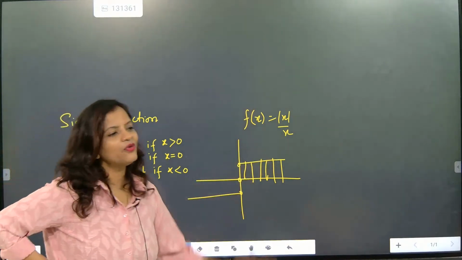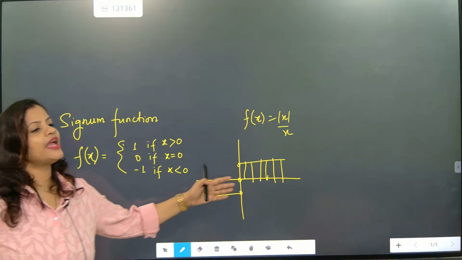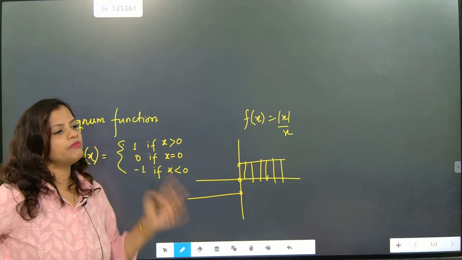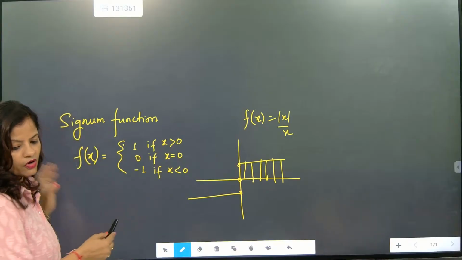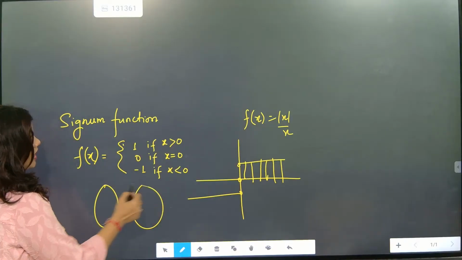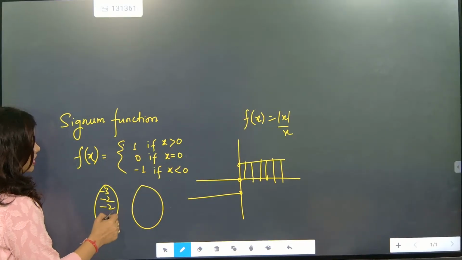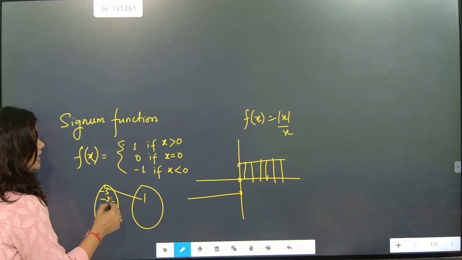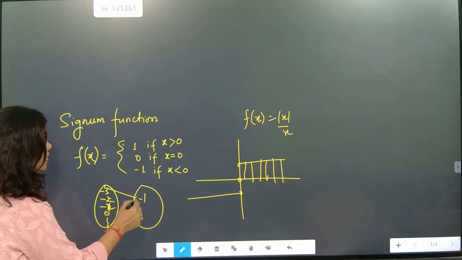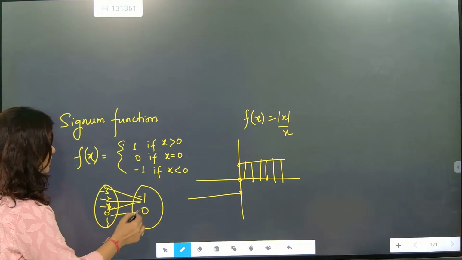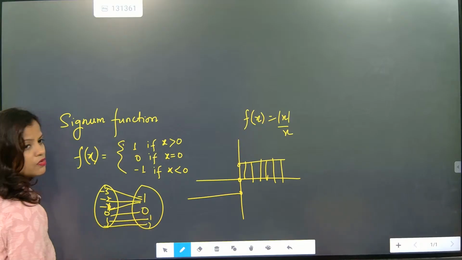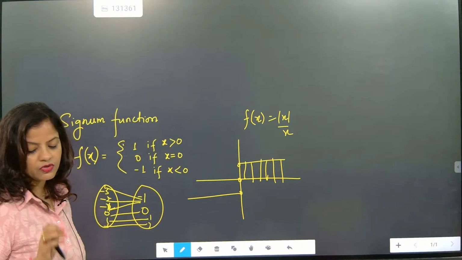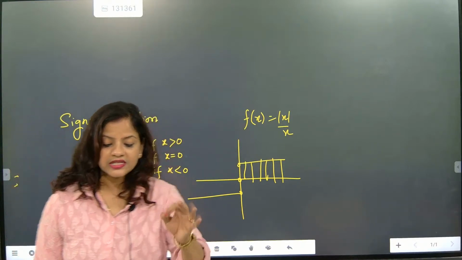Y value is coming only 1. So what is it exactly called? Y value is coming as only 1, so it is many-one. Because for different values of x, like minus 3, minus 2, minus 1, whatever value you put, you get only one value: negative gives minus 1, 0 gives 0, and positive gives 1 only. So definitely it is many-one. So Kishore is absolutely correct when he says it is many-one.